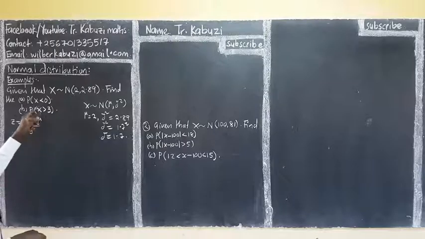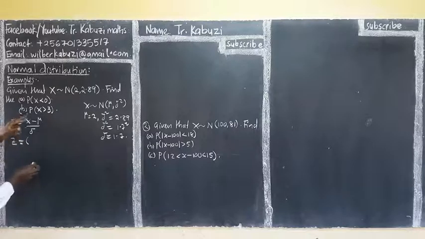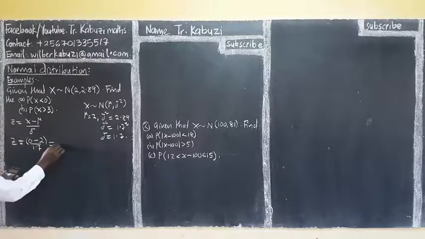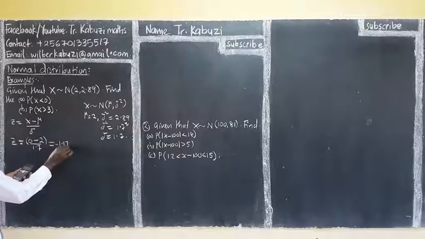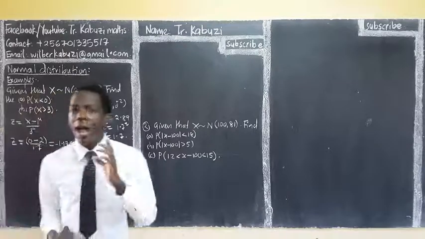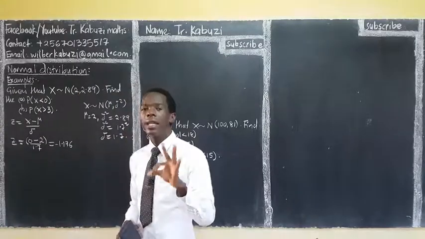So you substitute your x. This is what we take as our x, which is 0. To get z, we have x, which is 0, then minus mu, our mu is 2, then we divide it by our 1.7. So our z is negative 2 divided by 1.7, and here we get negative 1.176.